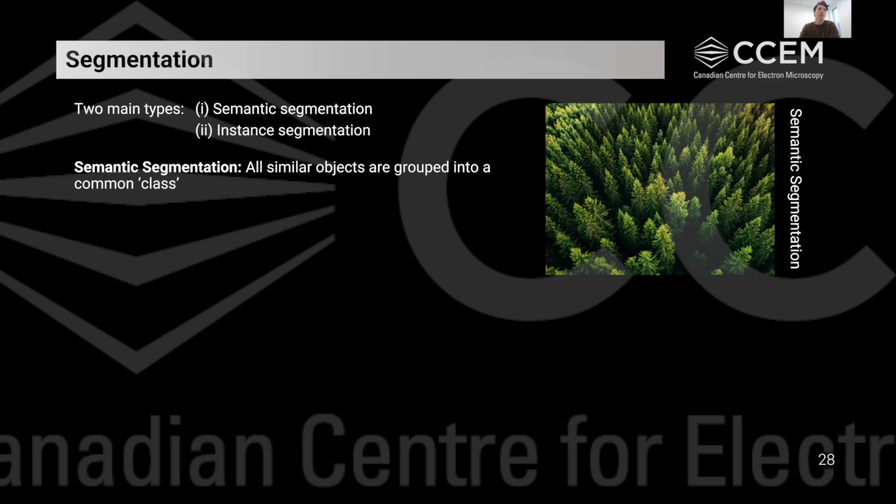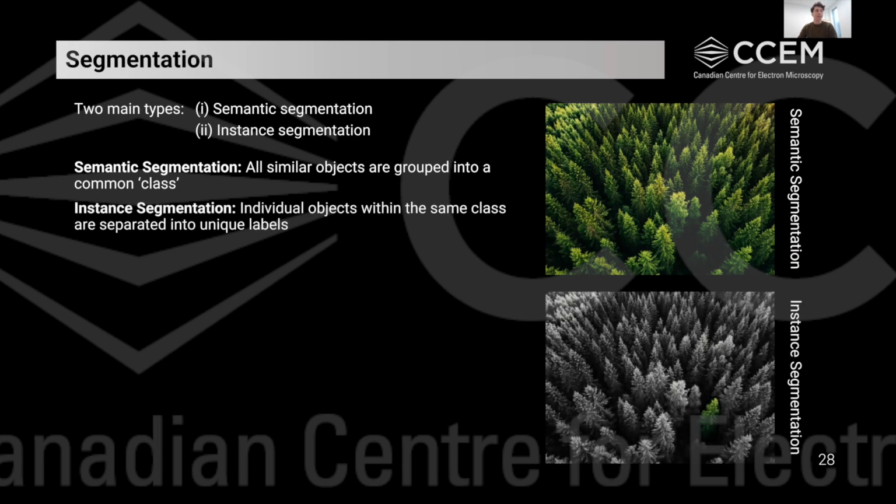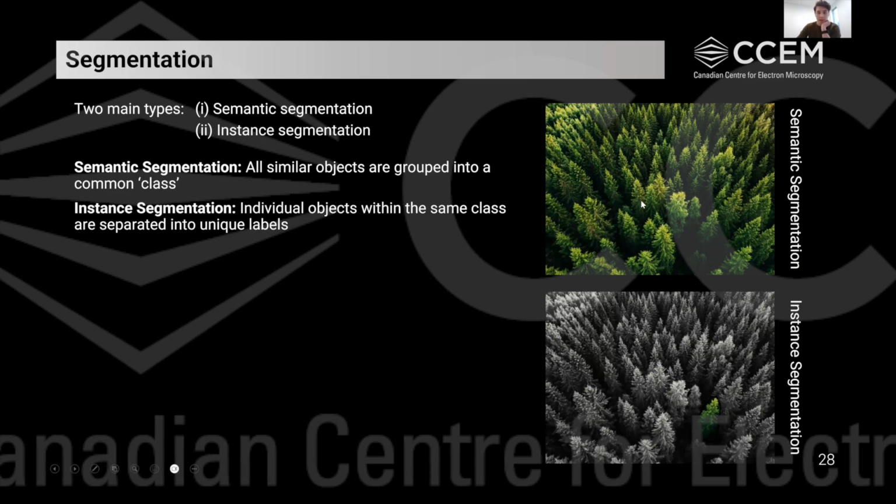So if we're looking at this image of trees, for example, that semantic segmentation would be an examination of all the trees in the forest. The second type is what's called instance segmentation, where individual objects within that class are separated into unique labels. So if we're looking at the class of trees, we can further partition our data set and specifically look at this tree.